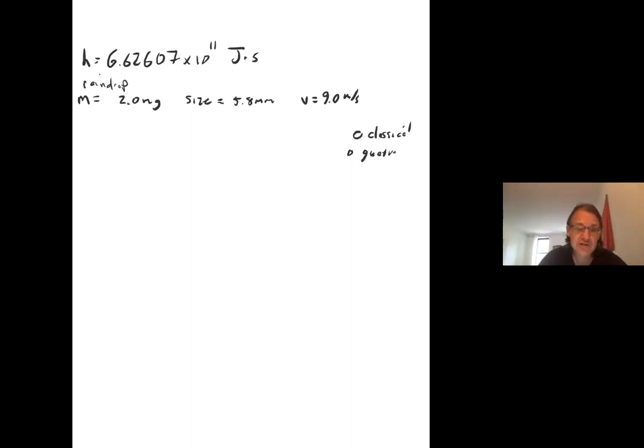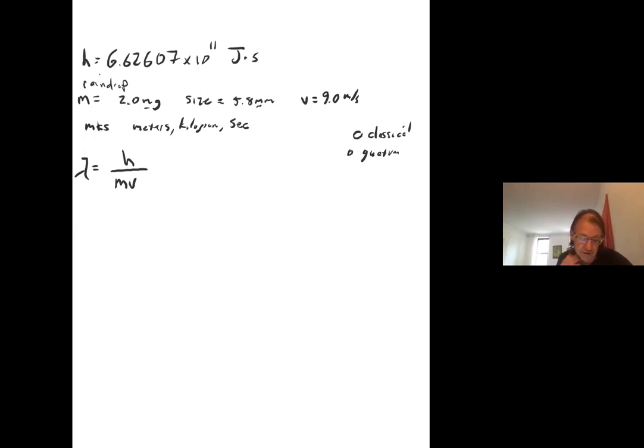So here's how you approach it. You calculate lambda. Lambda is h over mv, mass times velocity. However, be careful, because as they often do, they give you prefixes, and we don't want prefixes in here. We want to just have it in meters. When you do these, make sure you've got MKS: meters, kilograms, seconds. Seconds is not an issue. They're not going to give you minutes, but they might give you the mass not in kilograms, and they might not give you the size in meters. So you want to make sure you've got those.